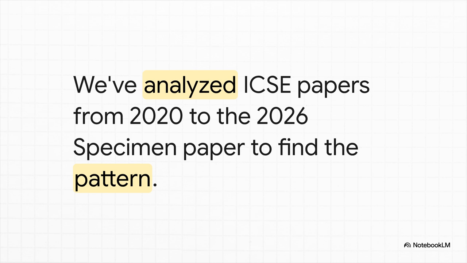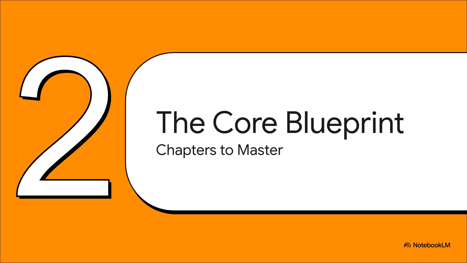This isn't just a guess or a hunch. We have gone through every single paper from 2020 all the way up to the brand new 2026 specimen paper to map out the blueprint. And believe me, the data tells a very, very clear story. So, what is that story? What's the secret? It all comes down to the core content blueprint, the handful of chapters that consistently provide all the building blocks for question 2.